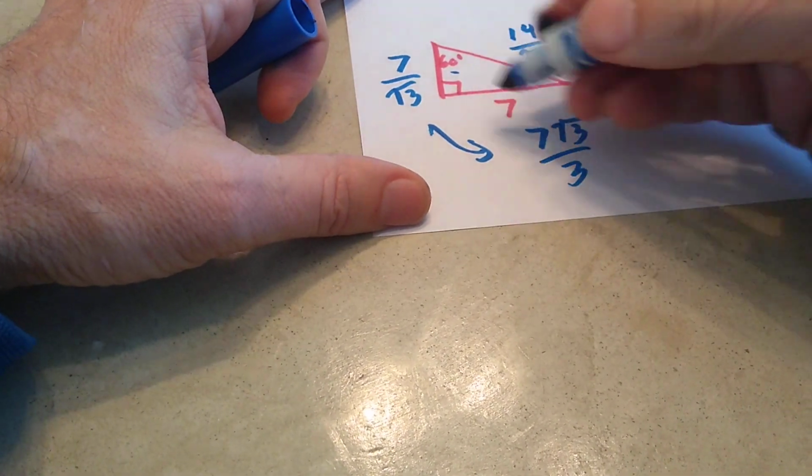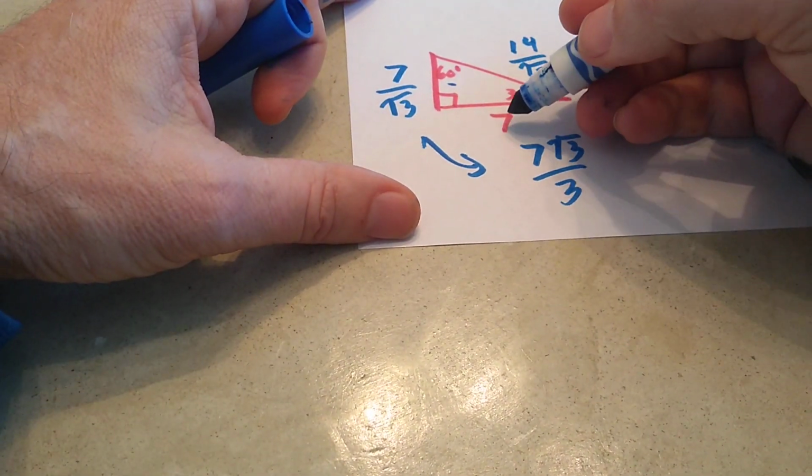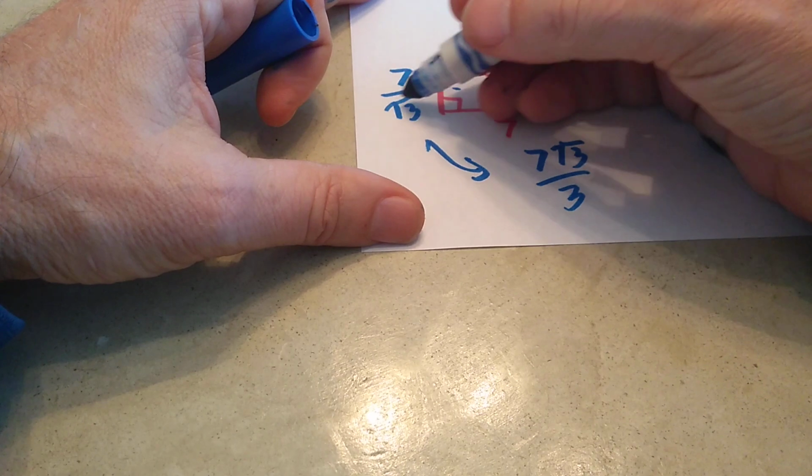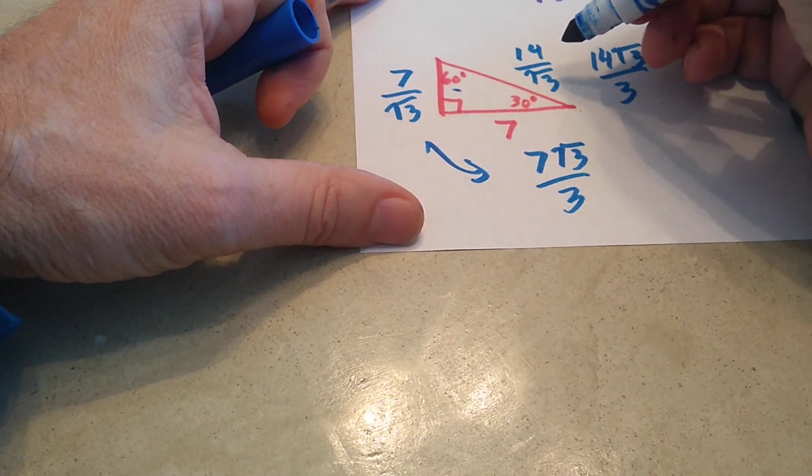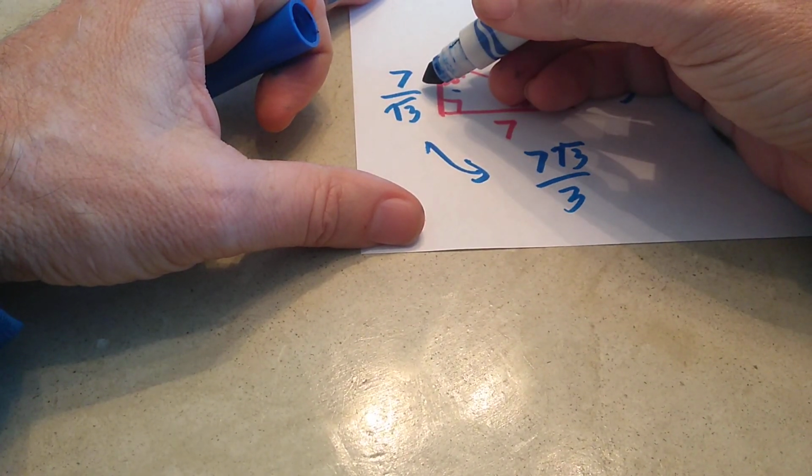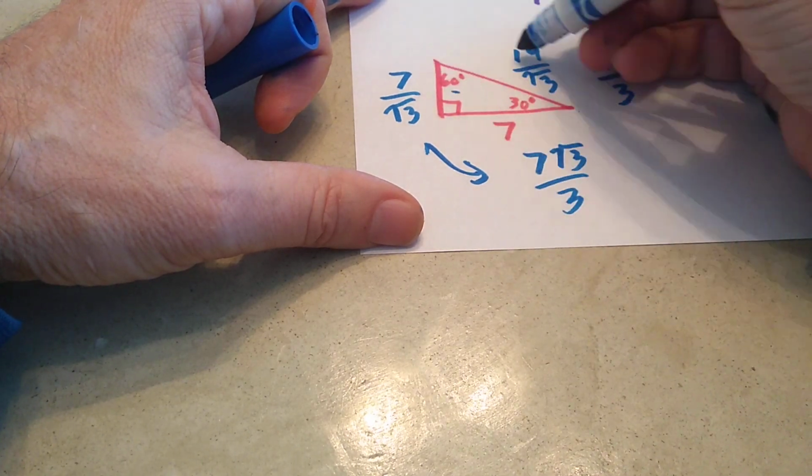These are all equivalent forms, and they have decimal forms too. This is going to be 7. This is going to be probably about 4, and this is going to be around 8. I'm doing that in my head, but a little bit more than half, and then double.